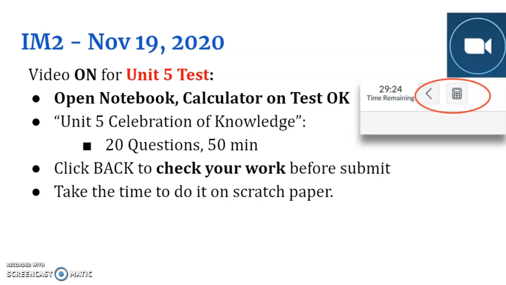So first thing we did, actually we did this at the end, was the Unit 5 test. It was an open notebook test. If you missed it because you were absent, you need to contact me as soon as possible to make up the test.